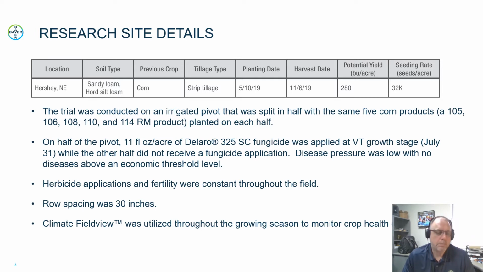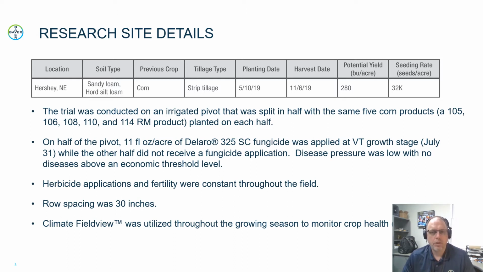Disease pressure was overall relatively low at this site. This is farther western Nebraska, so we typically don't see a lot of disease pressure, even in a wet year. If diseases come in, they will come in toward the later part of the season. But at this time, there was no disease pressure of any significance. Herbicide applications and fertility were constant throughout the field. Corn was planted on 30-inch rows.